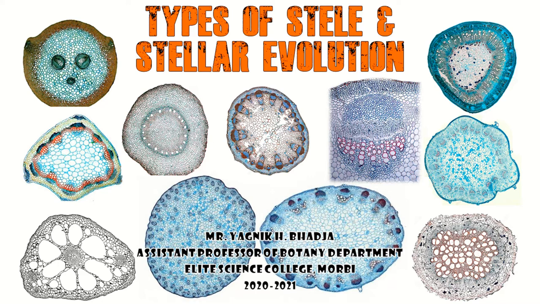So what is evolution? We know about this term, right? So here we are looking at stelar evolution: which type of stele is primitive and which type of stele is advanced. Actually, many types of stele are present in the higher plants. Normally plants are divided into 6 categories, right?